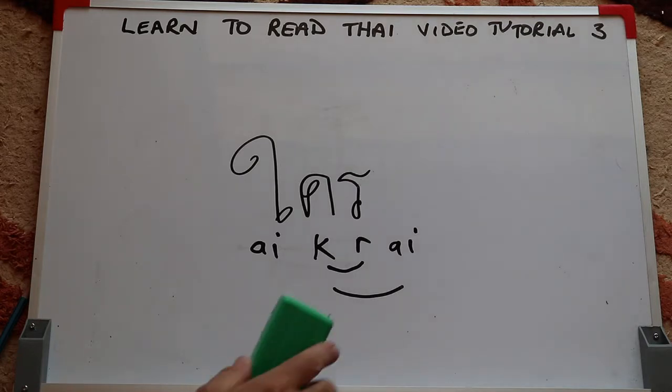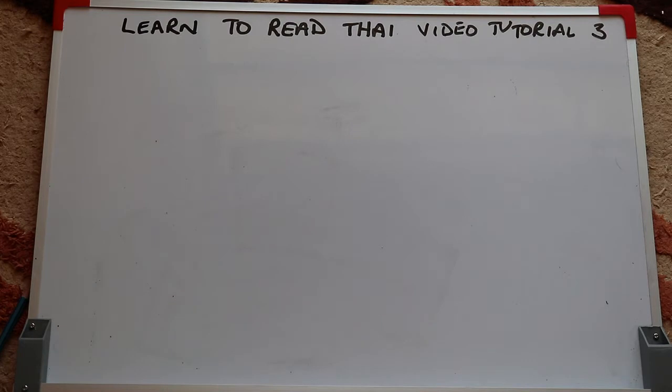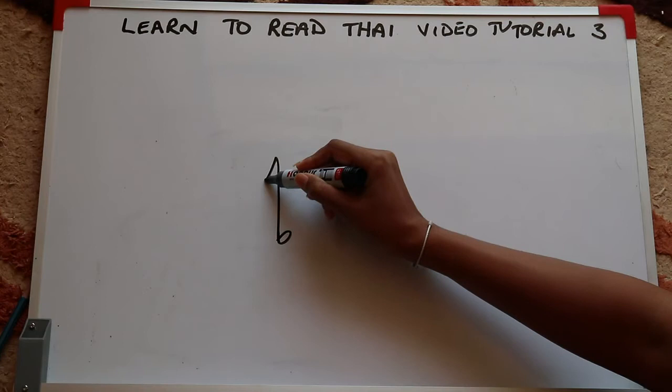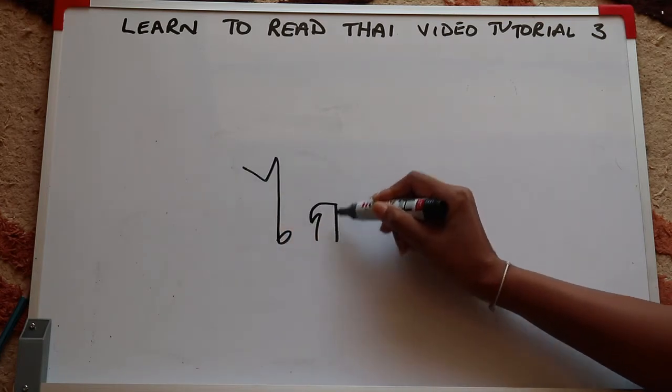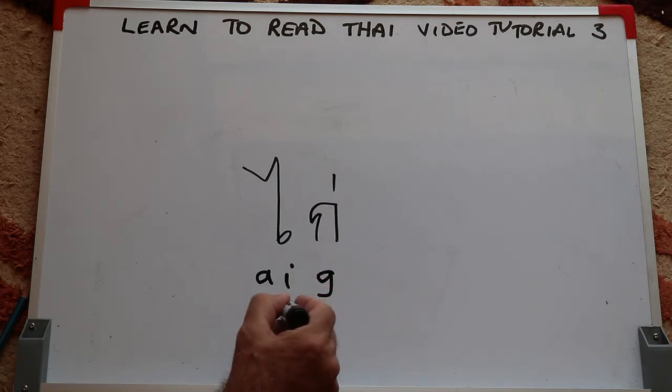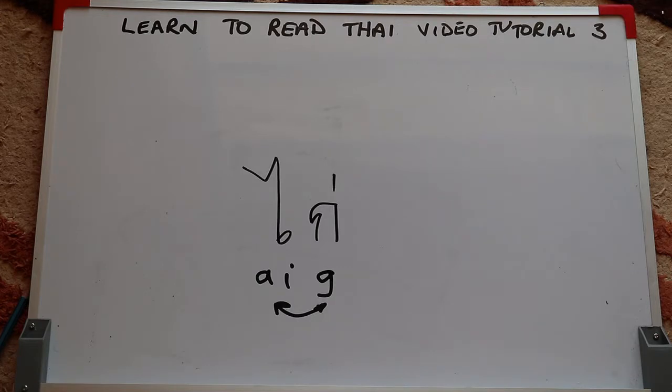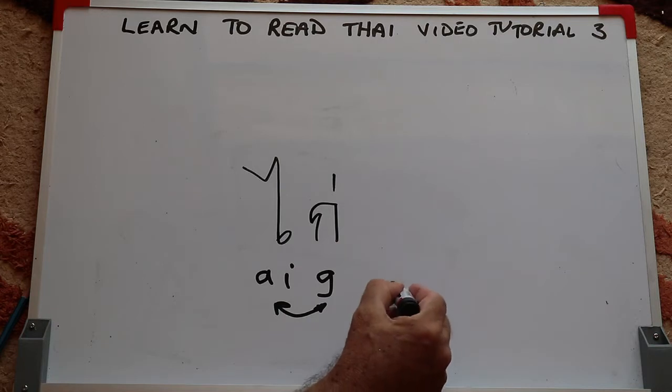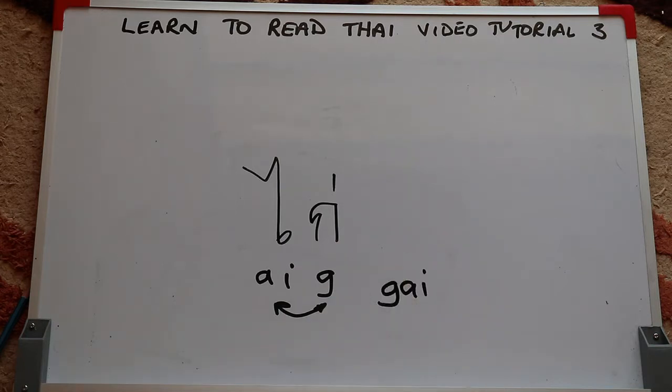Let's go on to the next one. Again, we've got the short I vowel, the gorgai from the first tutorial, and we have to swap those around for pronunciation, and we get gai. So get Pom to say that. Gai. Okay, that means chicken.